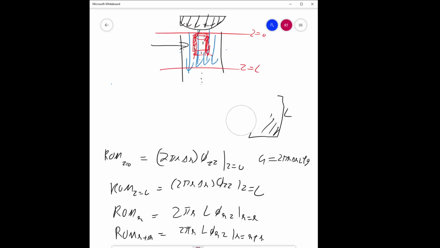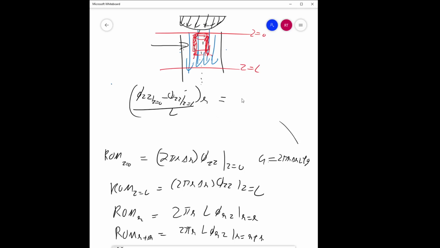Now we are just going to divide the entire equation by 2 pi delta r L. The reason for that is r is not constant, r is varying. So let's divide it by 2 pi delta r L and see what happens. So in the first term you have phi zz at z equal to 0 minus phi zz at z equal to L, whole divided by L, into r. Now here you put everything else on the right hand side.